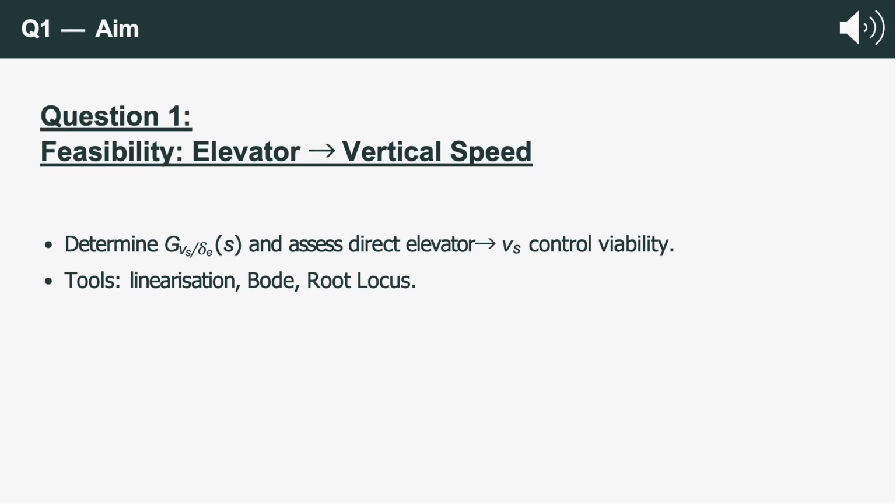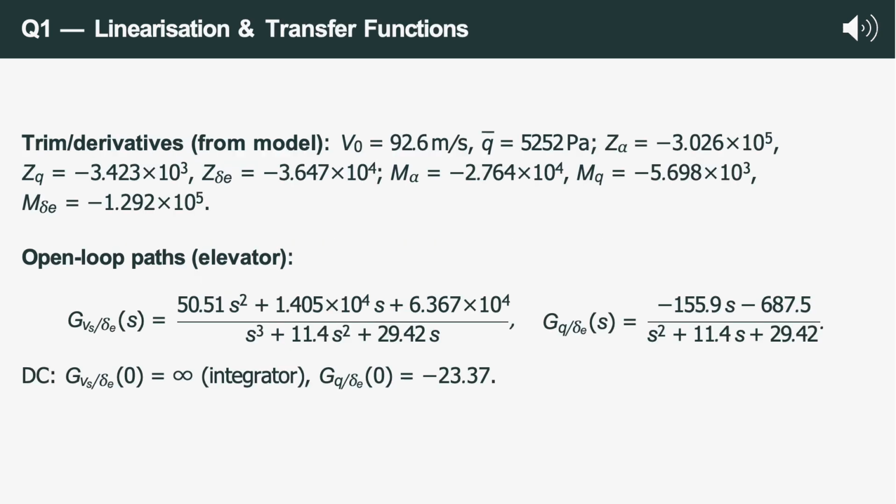Our first task was to determine whether the elevator alone could control vertical speed. We linearized the aircraft at 180 knots and analyzed the open loop transfer functions between elevator deflection and both vertical speed and pitch rate. The vertical speed transfer function contained an integrator, giving infinite DC gain. That means any constant elevator input would cause vertical speed to increase indefinitely.